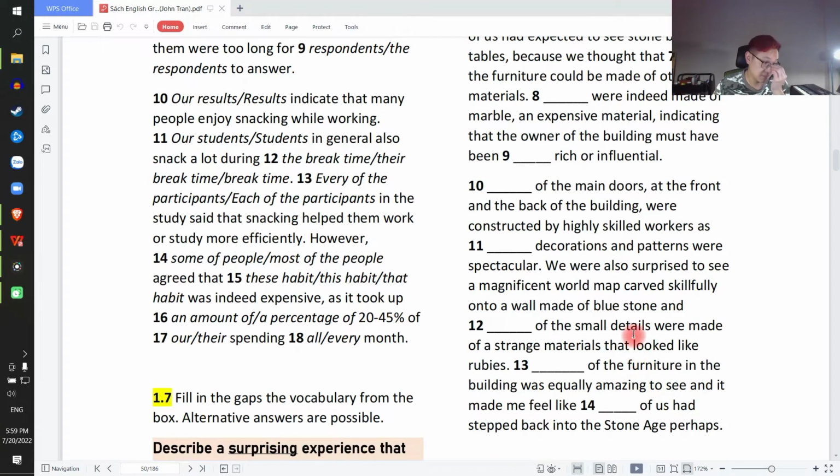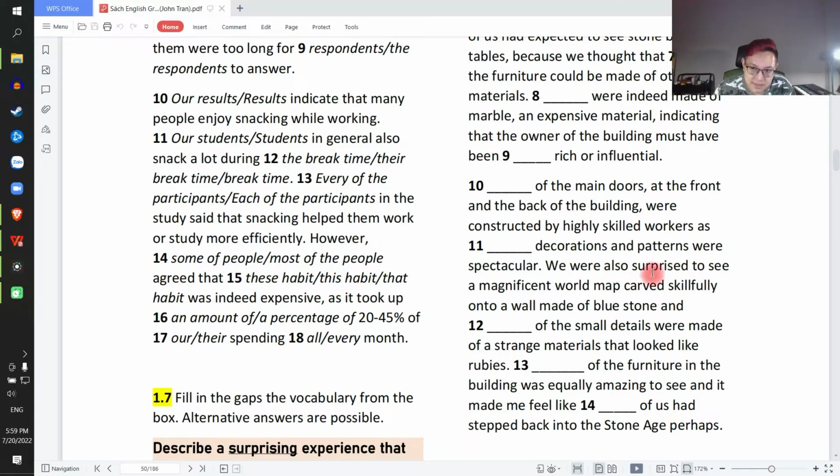Number 10. Both of the main doors at the front and the back of the building were constructed by highly skilled workers, as their decorations and patterns were spectacular. Cả hai cái cửa chính ở phía trước và phía sau của tòa nhà đều được xây dựng by highly skilled workers, as their decorations and patterns were spectacular.